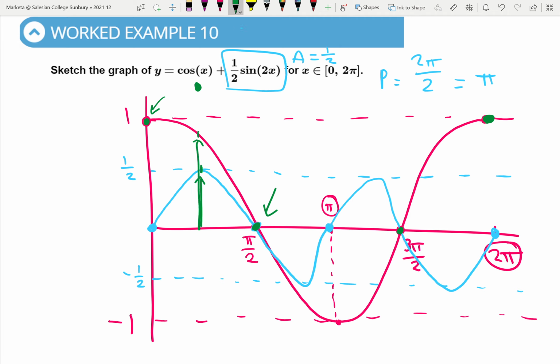So I'm estimating it somewhere up there. And of course, it's not exact. We're not drawing on graph paper. So we want to get the shape to be a good shape, but it's not going to be completely accurate.